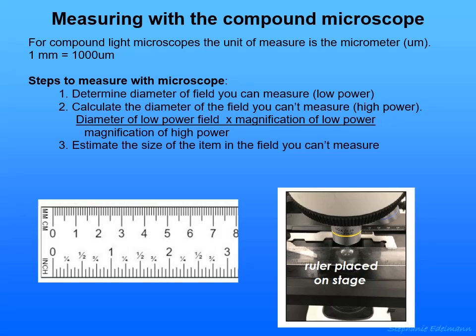For compound light microscopes, the unit of measure that we usually use is a micrometer. When you see that it says micrometer, that U there is actually a mu.